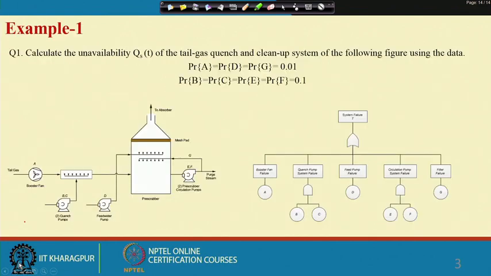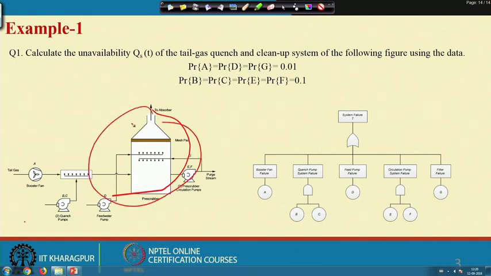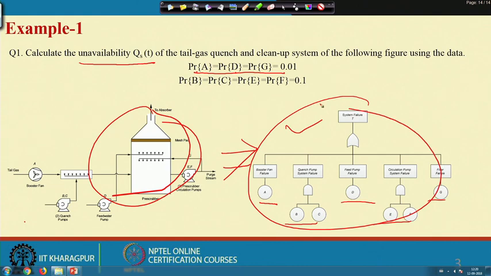The question is, calculate the unavailability of the tail gas quench and cleanup system. This system you have already seen. This is the tail gas quench system and the fault tree of this system is given. Now, we have to find the unavailability. The basic event probabilities are given here: the probability of A, probability of D, all the things are given here. So, I will show the step by step procedure of how to calculate unavailability given this fault tree.